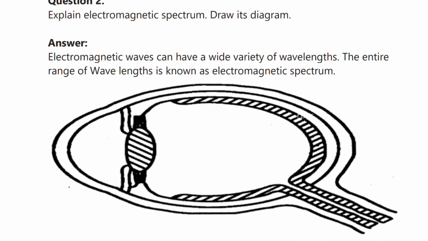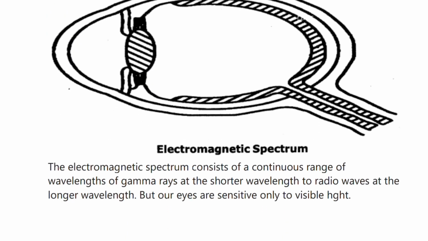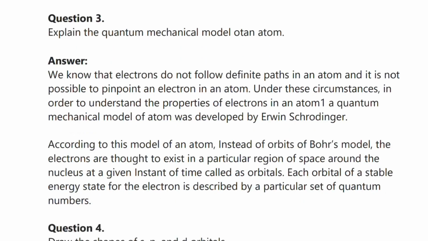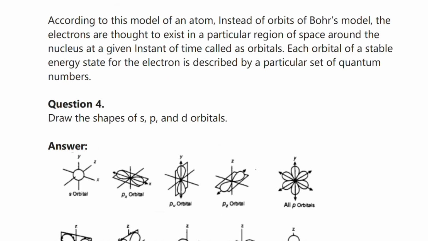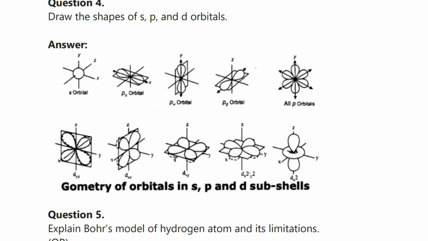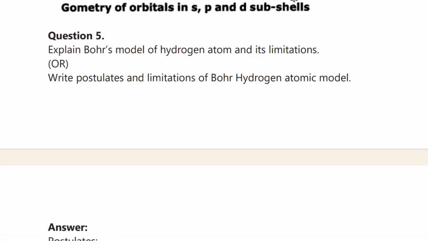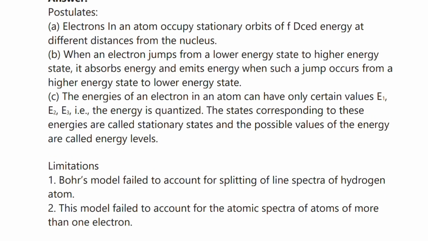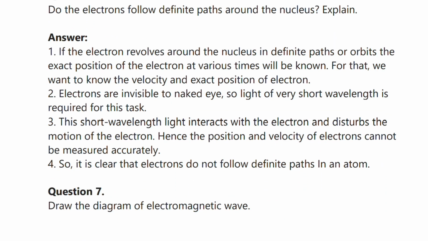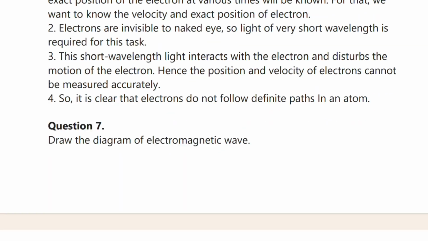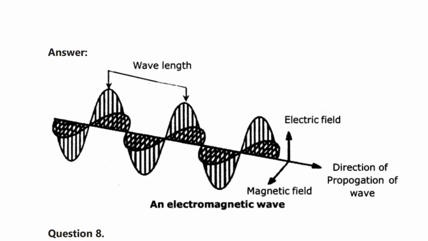Here you can see question number 2. Here you can see question number 3 and the answer. Question number 4, and that's the answer. And geometry of the orbits in s, p, d, f subshell orbitals. Then after that you can see the answer. Then question number 6, question number 7. Let's see that here.